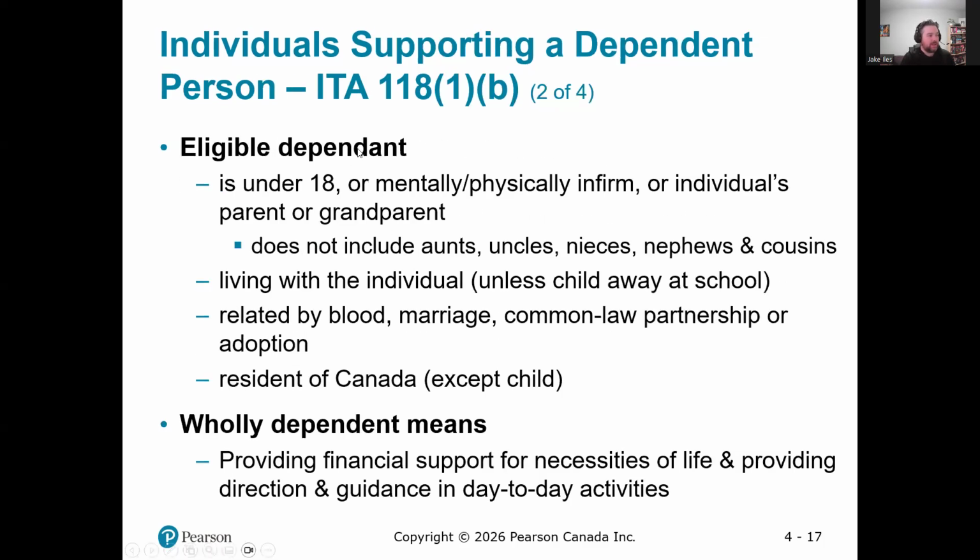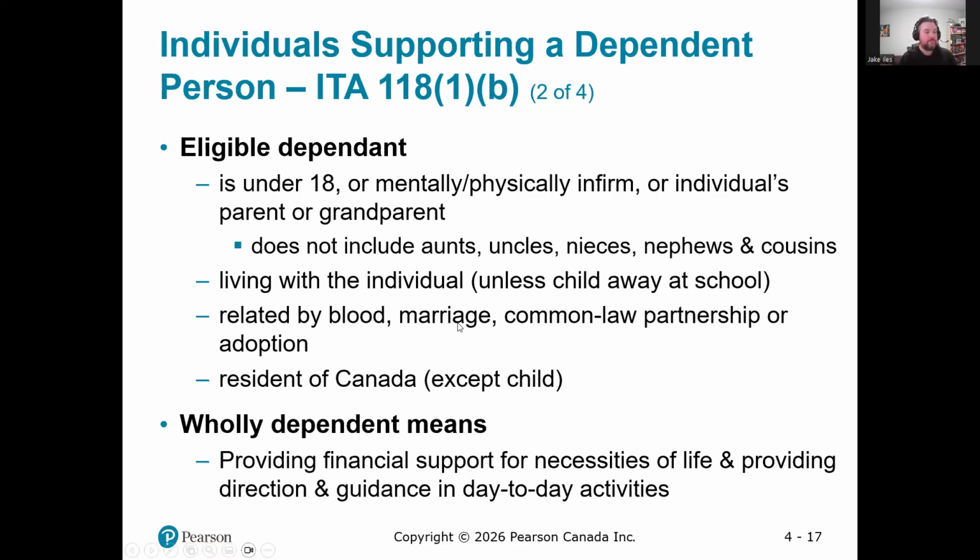So the eligible dependent will be under 18 or mentally or physically infirm, or an individual's parent or grandparent. So it's either my child, my parent, or it can be an adult, but they rely on me for care. They are dependent upon me. So that's usually adults that have a mental or physical infirmity. This is not usually including aunts, uncles, nieces, nephews, cousins. They're usually looking, top to bottom, at parents, grandparents, child, grandchild, but they all must be living with the individual.